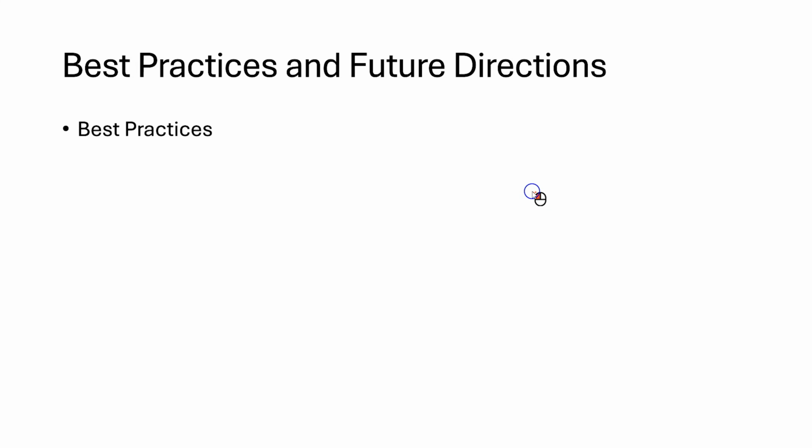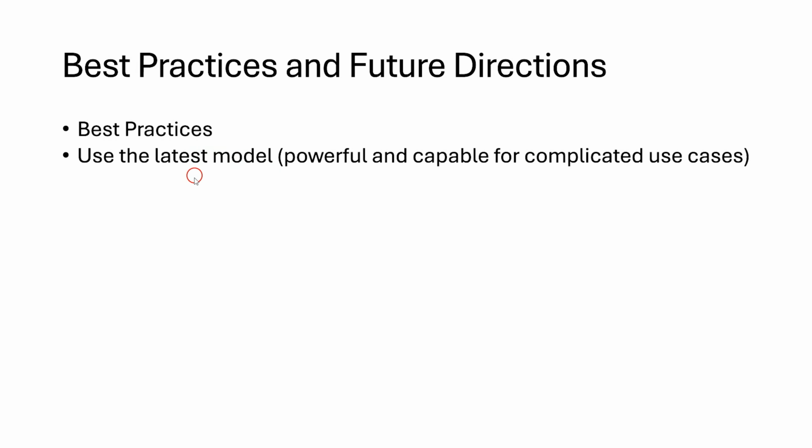So the first best practice is to use the latest model. Always remember, when you are working on any generative AI model and if you have access to the latest model, always try to use it, because the latest models are powerful and capable for complicated use cases. If you go for an older model, it might fail your request. But if you use the latest model, it will give you a powerful and capable response for your complicated use cases.